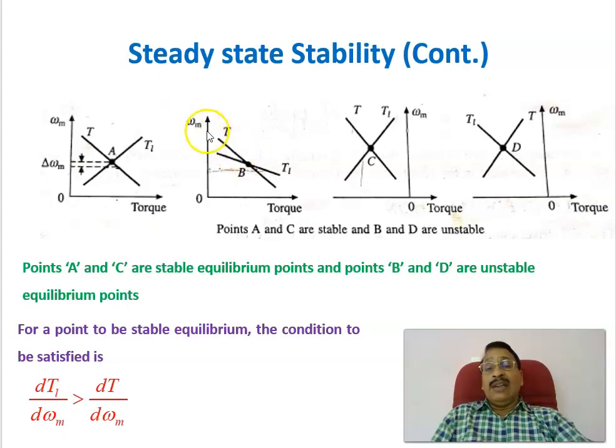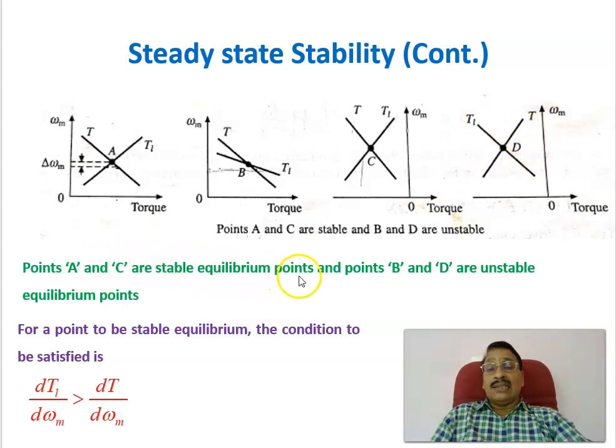It will be going away from that one. That is why this point is not stable. This is an unstable equilibrium point. Similar argument can be extended to this one also, which is operating in the second quadrant. This is also unstable. Therefore, A and C are the stable equilibrium points. B and D are the unstable equilibrium points.